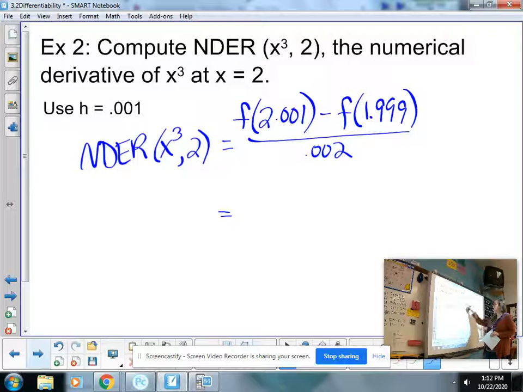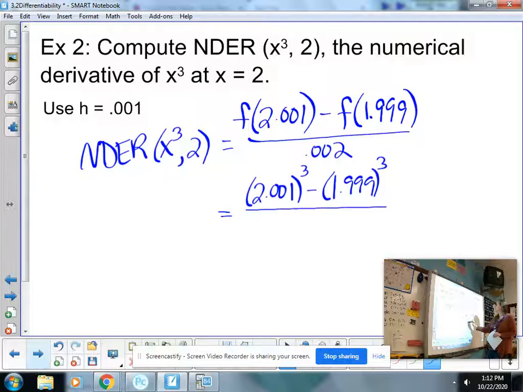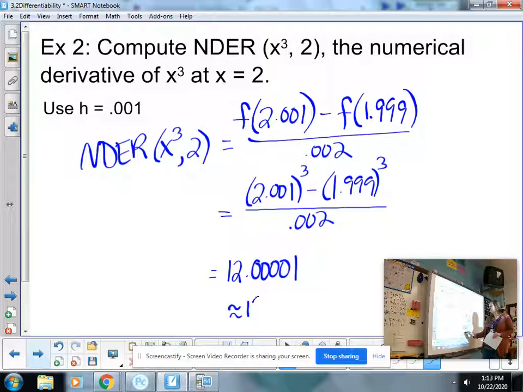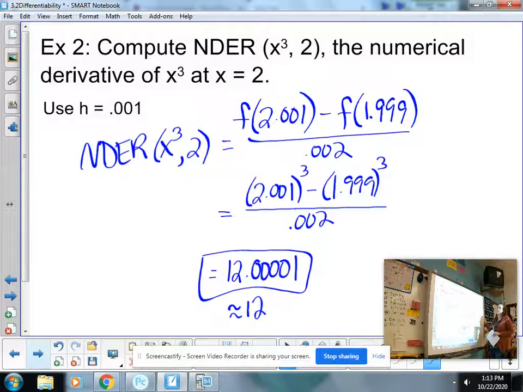So now I would actually plug in. So I'm going to plug these numbers in for my x value. So I have 2.001 to the third power minus 1.999 to the third power, all over 0.002. So if you do that arithmetic and simplify, you end up with 12.123450 and a 1. So basically, that's going to be 12. It's a safe bet to say that this function has a derivative of 12 at the value of x equals 2.